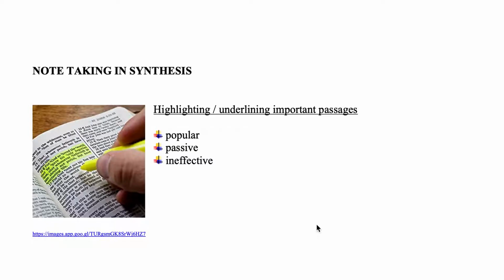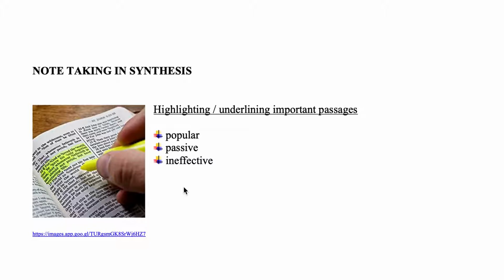I often ask students what type of note taking they do, and far and away, the most common response is that they highlight or they underline in books. This is a really popular thing to do. But there's just one problem. It's passive, right? You're just sort of marking up the text. In other words, you're not really doing anything yourself other than highlighting. And ultimately, this is because it's ineffective.